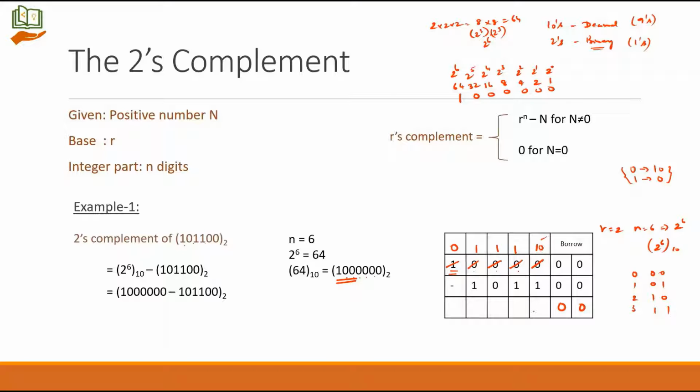So what is 10 minus 1? It is 1. What is 1 minus 1? It is 0.